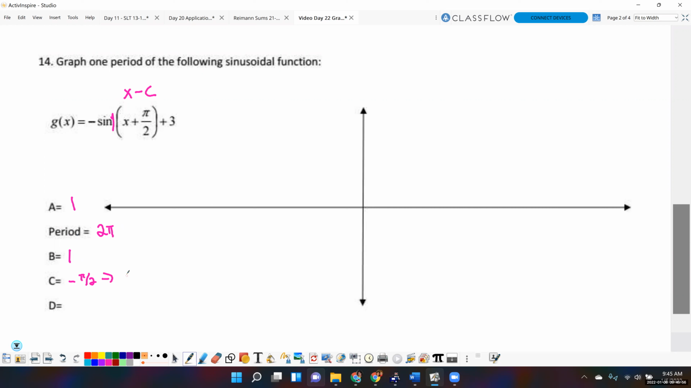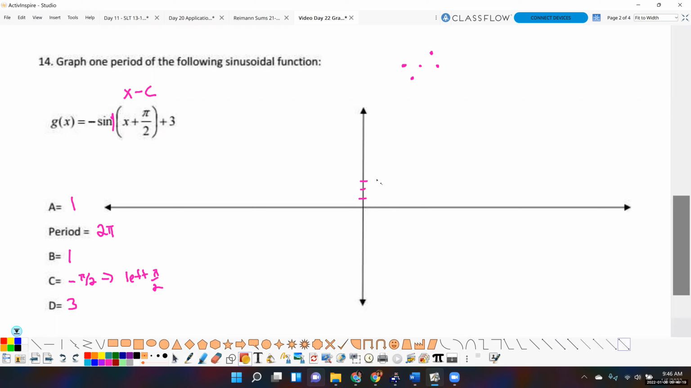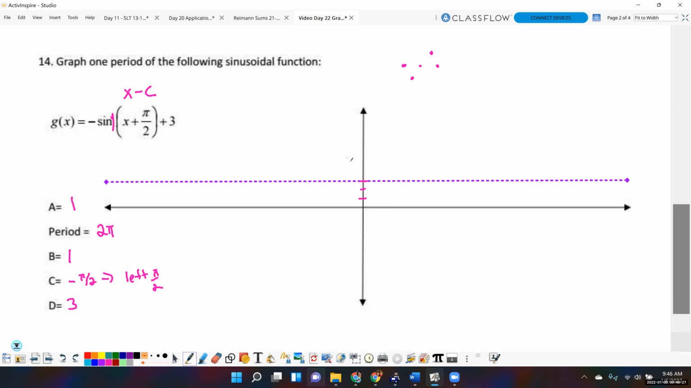That means the graph will move left pi over 2, and it also moves up 3. This is a negative sign, so I'm going to remember center, bottom, center, top, center. First thing I'm going to do is go up 1, 2, 3. And I'm just going to dot in my new midline. It's going to help me make my graph. Then from there, it's just up 1 and down 1.